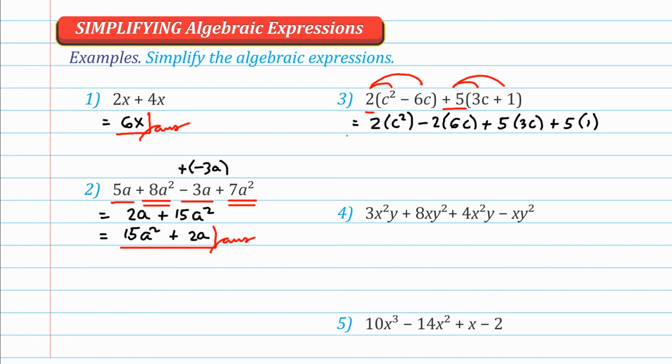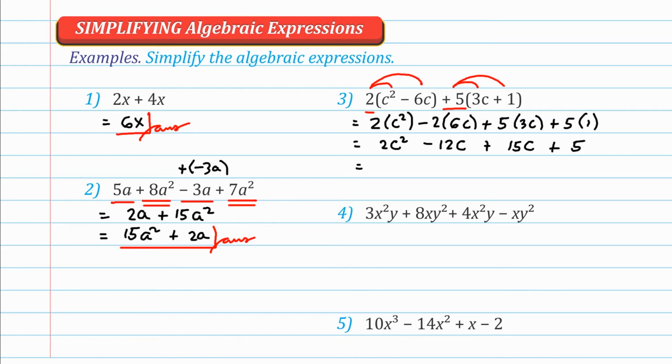Okay, distribution done. However, we should multiply what we can multiply. So 2c squared, let me write that because 2 times c squared is 2c squared. Next, negative 2 times 6c is negative 12c. And the next, 5 times 3c is 15c. And then we have 5 times 1 is 5. Now, finally, we can simplify by combining like terms.